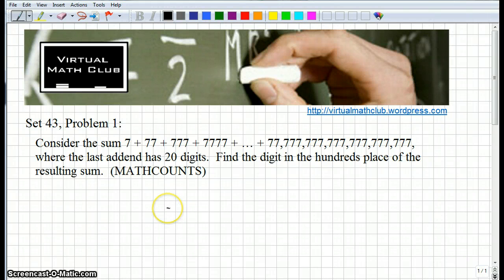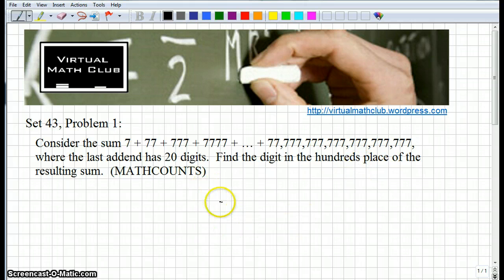Problem number 1. Consider the sum 7 plus 77 plus 777 plus 7,777 and so on, all the way to this big long string of 7s which has 20 digits. And we're asked to figure out what the hundreds place of the resulting sum is.